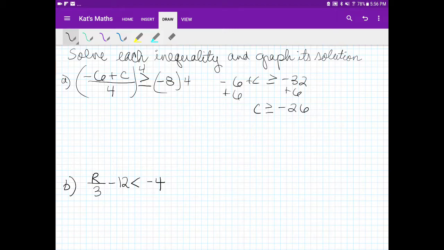So I'm going to draw my number line, and since c is greater than or equal to negative 26, we're going to start with a negative 26 down here, and then over here, let's just call this 0. So we start here, and it includes the negative 26 because it's or equal to, and it's greater than, so it's going up to the bigger numbers.